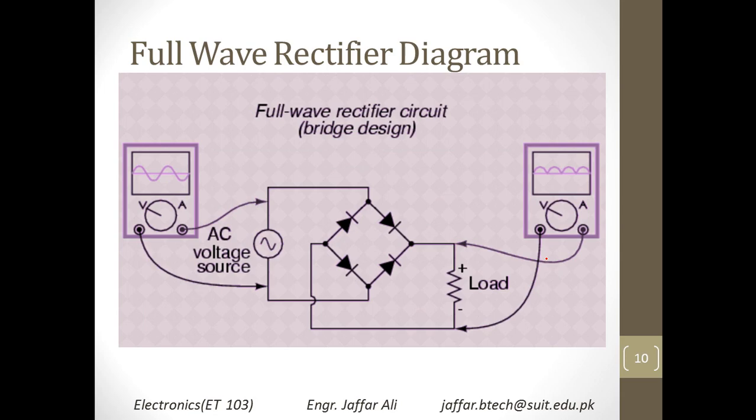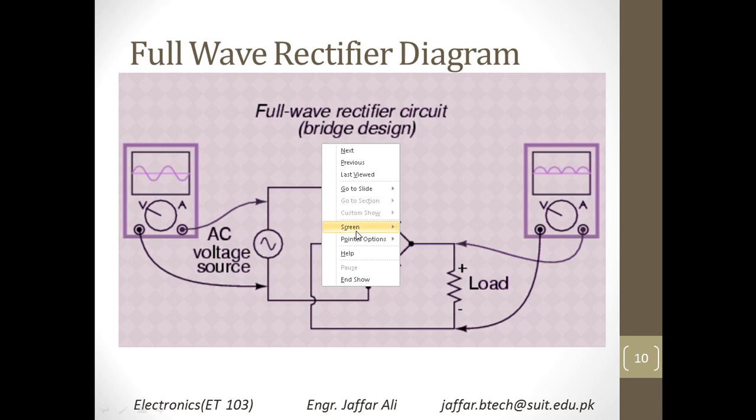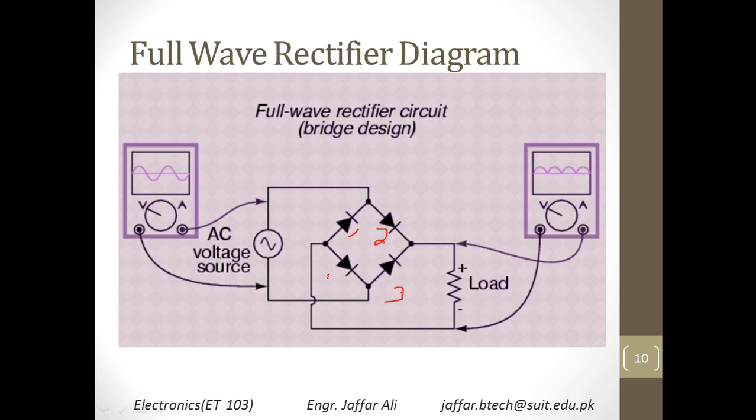This is another example of a full wave rectifier. This is basically the bridge design. In the bridge design rectifier, you will need 4 diodes: diode 1, diode 2, diode number 3, and diode number 4. This works on the same principle as the previous one, but in this there are 2 paths.